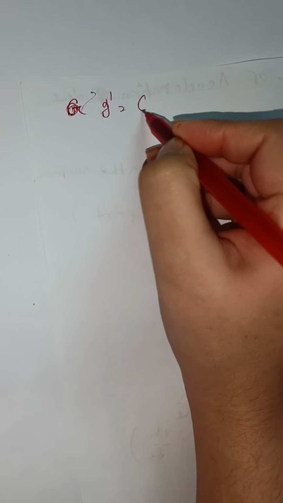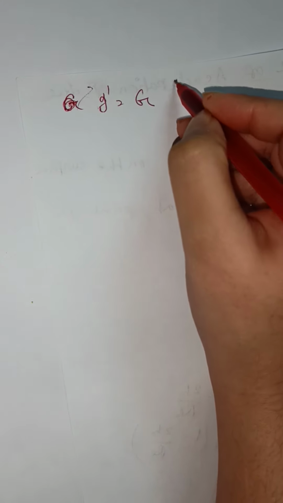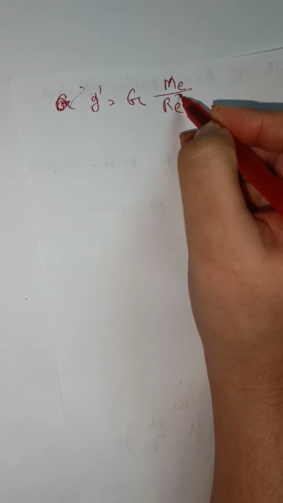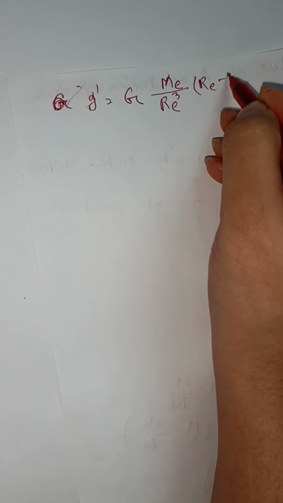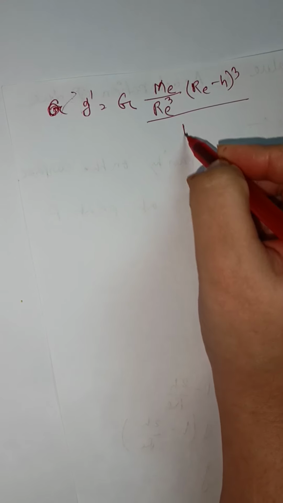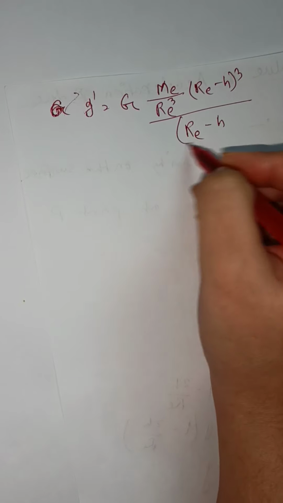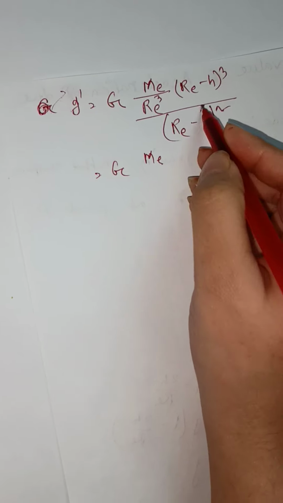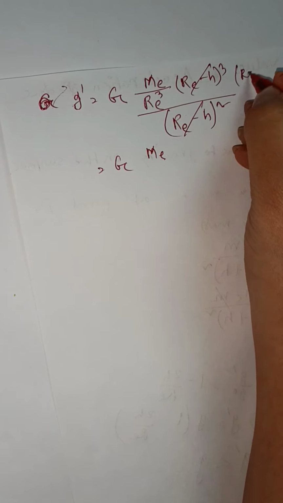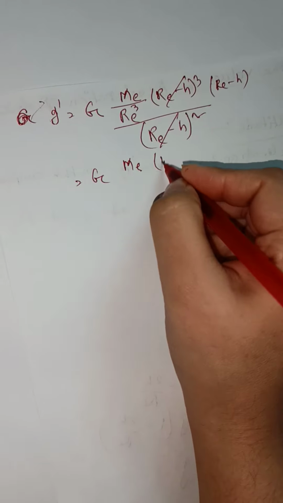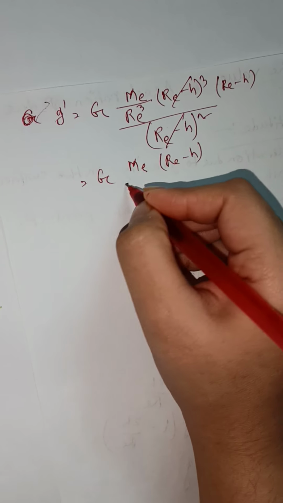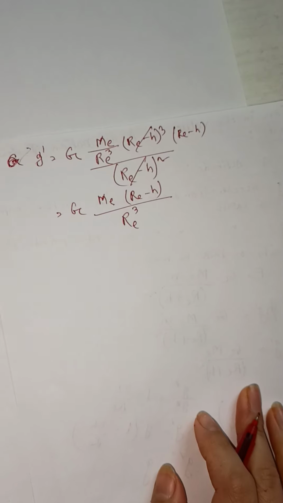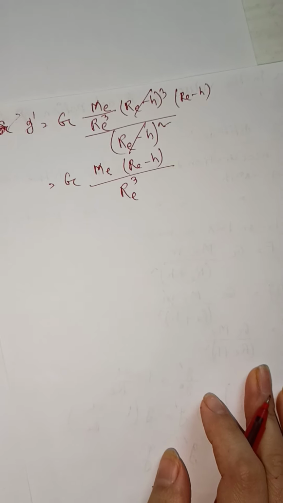G dashed equals capital G into ME dashed, right? Or ME dashed equals ME by RE cube into (RE minus H) cube by (RE minus H) square. So capital G ME, this one cancels, and RE minus H. So ME into (RE minus H) by RE cube.